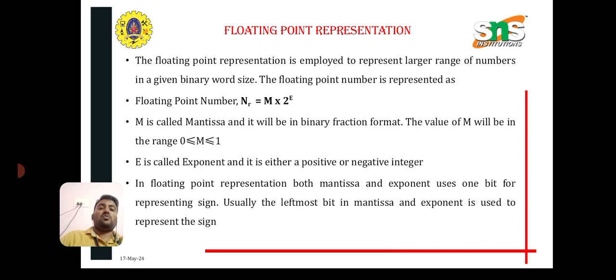And floating point representation. The floating point representation is employed to represent a larger range of numbers in a given binary word size. The floating point number N is equal to mantissa M into 2 power exponent E. M is called the mantissa and E is called the exponent. M should be in the range of 0 to 1. In floating point representation, both mantissa and exponent use 1 bit for representing the sign. Usually the leftmost bit in the mantissa and exponent is used to represent the sign.